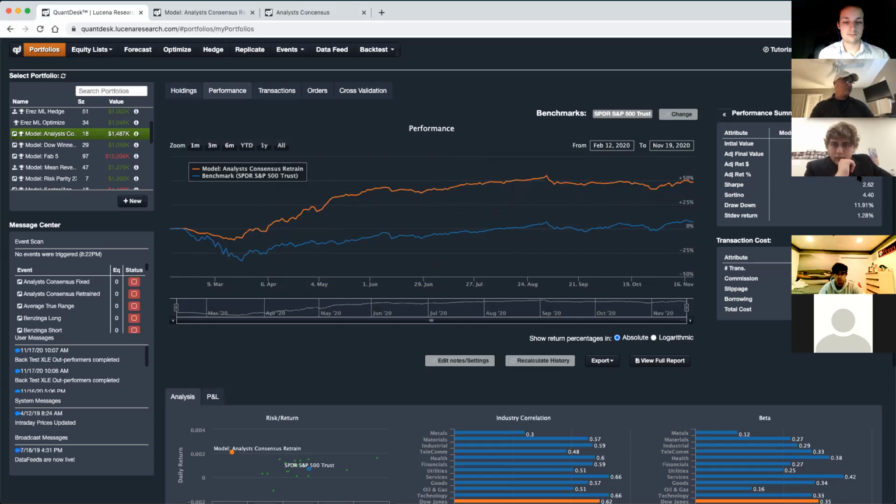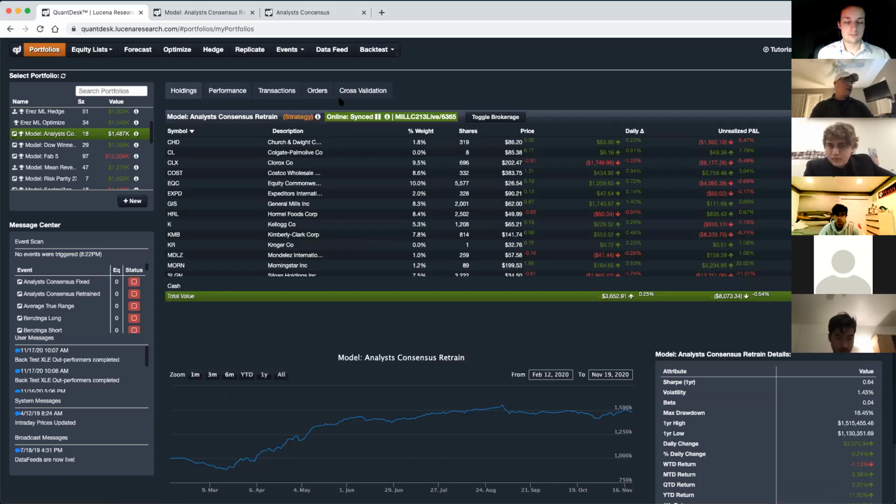This is 1X. You can easily extend it to multiple leverage if you want to get more fancy.